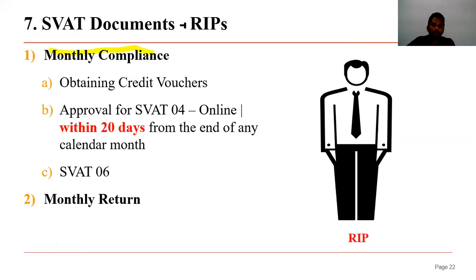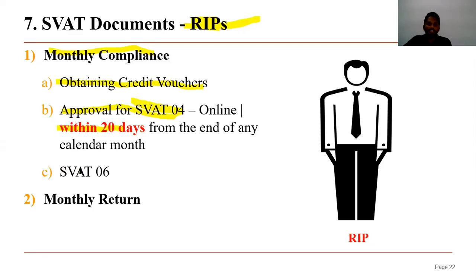Monthly compliance we have, because in the case of RIP they have to obtain credit vouchers from IRD. Then they are required to approve the SVAT online, once they have entered into the system. The deadline is within 20 days from the end of any calendar month. That means if it is January, before February 20th, they are required to approve all the purchases by allocating credit voucher numbers.